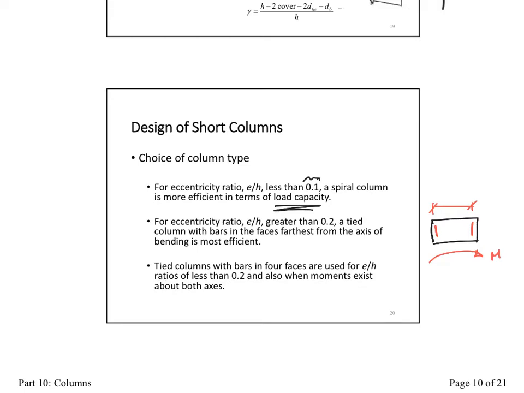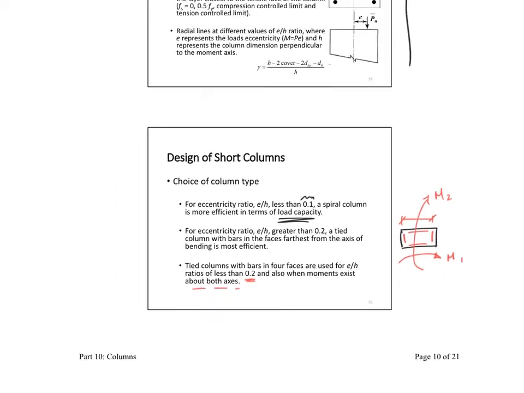And then tied columns with bars on four faces are used for ratios less than 0.2, and also when moments exist about both axes. If we have such a configuration of moments, you have M1 and M2 in columns that are subjected in 3D to different loadings, then you would better put reinforcement on all faces, because you know that every two opposite side reinforcements will be resisting a moment in a certain direction.